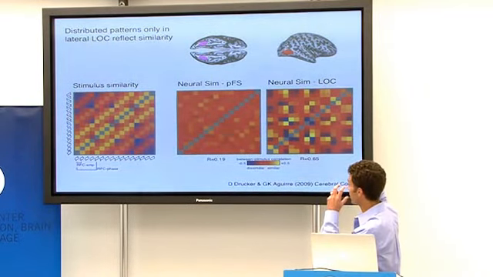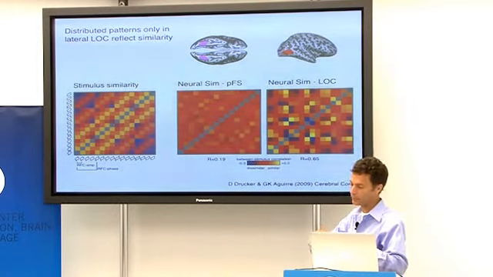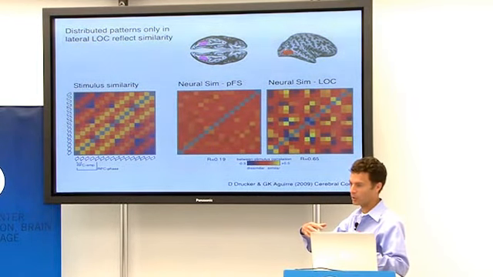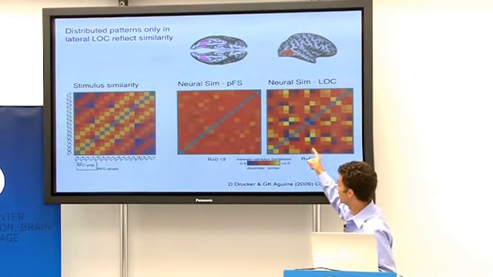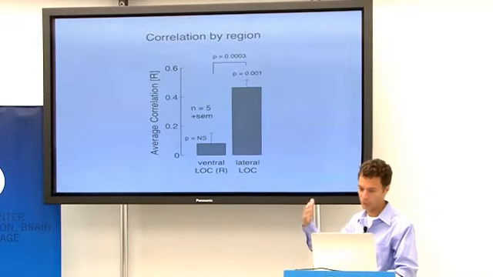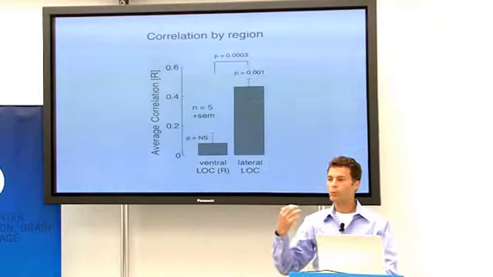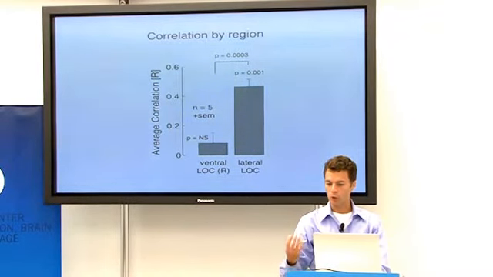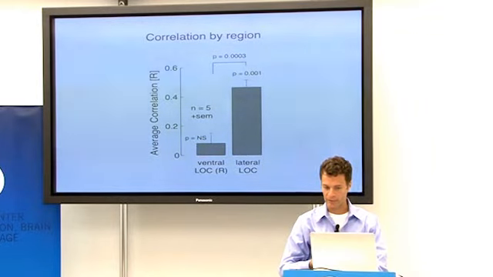Conversely, the lateral LOC, which previously, analyzed the other way, had shown really no adaptation effect that reflected similarity, now has an across-voxel pattern that matches the stimulus similarity very well. Again, we can make a little bar plot and show that these two things are significantly different. So the question I want to raise is, what does that tell us about neural coding, or the properties of the neurons contained within these two brain regions?